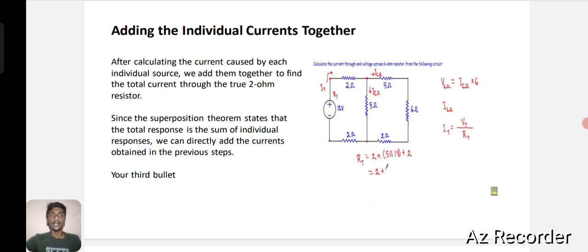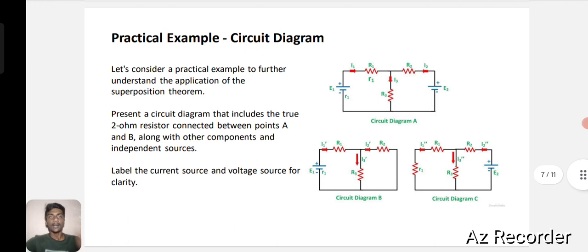Next slide is adding the individual currents together. After calculating the current caused by each individual source, we add them together to find the total current through the 2 ohm resistor. Since the superposition theorem states that the total response is the sum of the individual responses, we can directly add the currents obtained in the previous steps. We have created some circuit. In this circuit, we have used some resistors to find the R and V. Using the formula we have found the result.